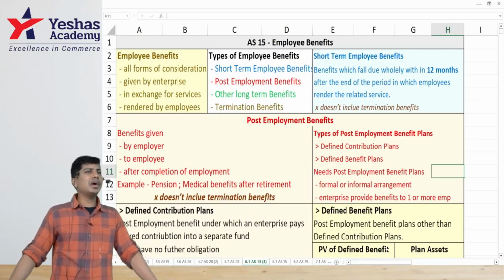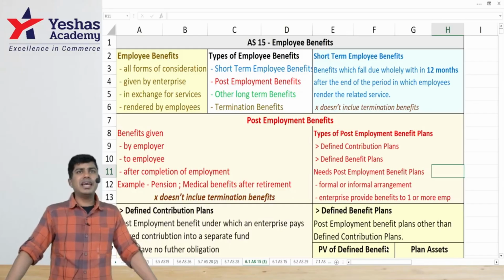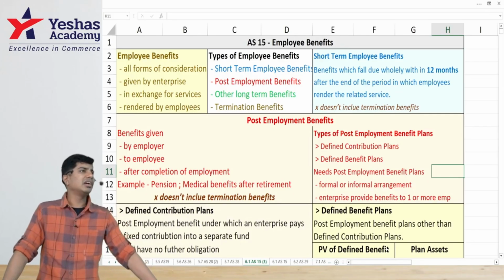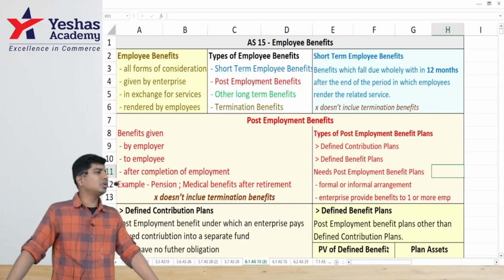Sir, why do we need to have a separate standard for the same? Isn't it simple? When you pay salary, the entry will be salary account debit to cash. And because salary is an expense, it has to be transferred to P&L. Entry will be P&L account debit to salary. If it is bonus, instead of salary, you write bonus. If it is wages, instead of salary, you write wages.